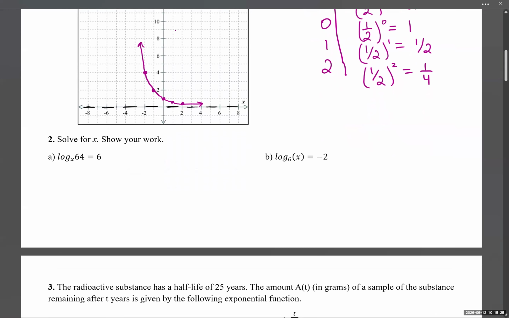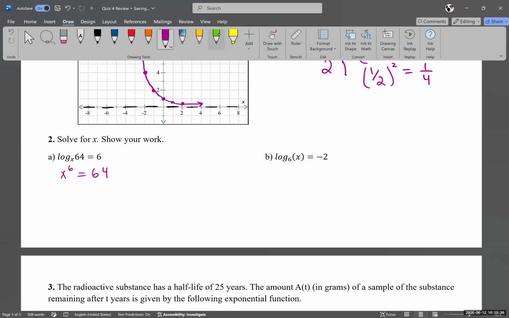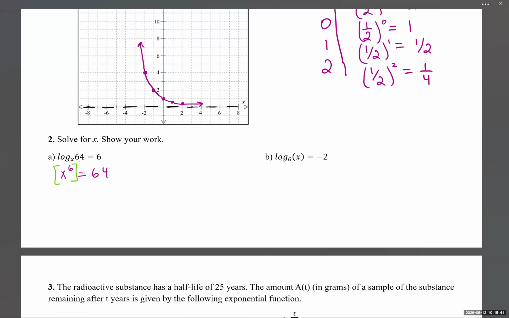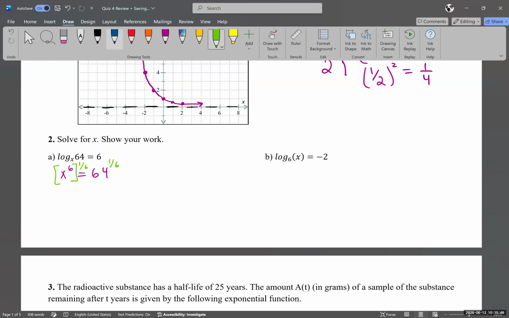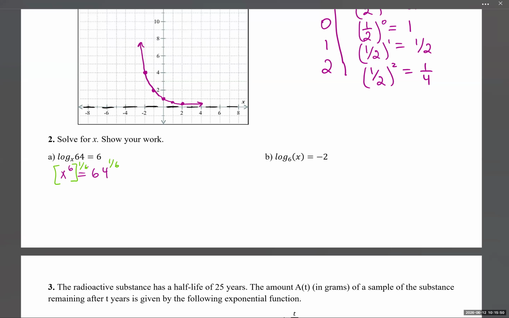Number 2, we're solving these basic logarithmic equations. The easiest way to do so is to turn them into an exponential. So the first one would be x to the 6th power equals 64. And then to get rid of the 6th power, we have to put both sides to the power 1 over 6. 6 times 1 over 6 is 1, so this is just x, and 64 to the 1/6 power is 2.